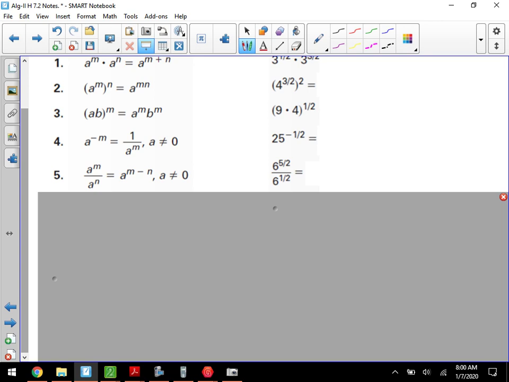So here, who wins? The 5/2 or the 1/2? 5/2. So what's 5/2 subtract 1/2? 4/2. So that stayed positive, so it goes up top. 4/2 is what? And what's 6 squared? There you go.